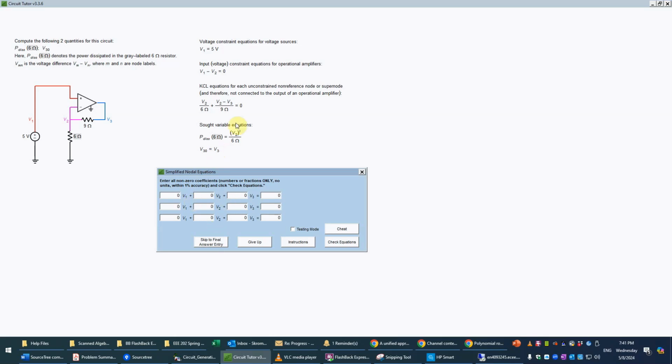But we can enter these equations. So the V1 equals 5 volts. That'll be a coefficient of 1 for the V1, and then we just put a 5 for the constant term. That expresses that equation. V1 minus V2 is equal to 0. Well, I have 1 times V1, and then we'll have a minus 1 times V2. Or we could multiply both of those by any constant if we wanted, but there's no reason to.